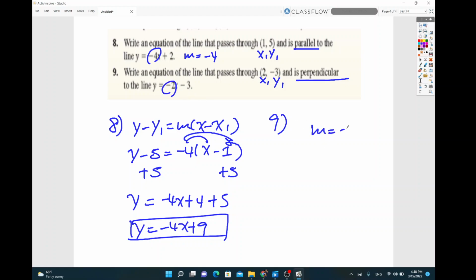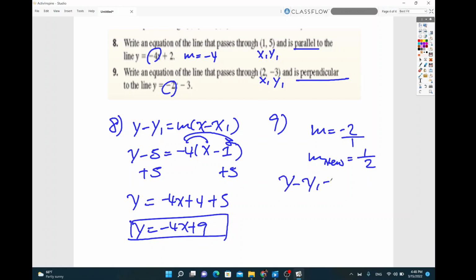It's -2. So that means the brand new slope here would be 1/2, because we need to take this number to its negative reciprocal. So negative times negative, positive. And then reciprocal, that means we need to flip the numerator and the denominator over. So we got 1/2. Again, using the point slope formula.